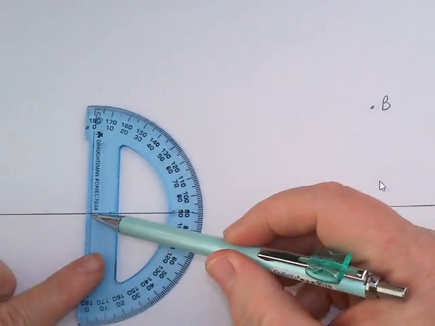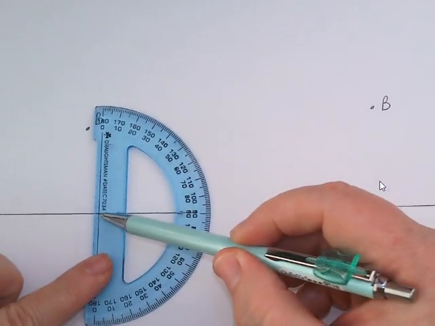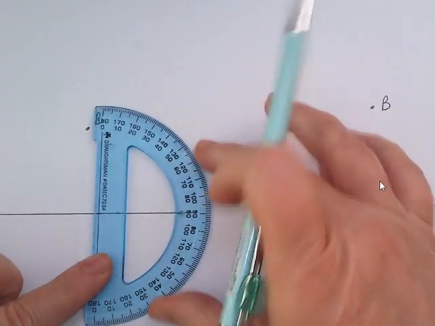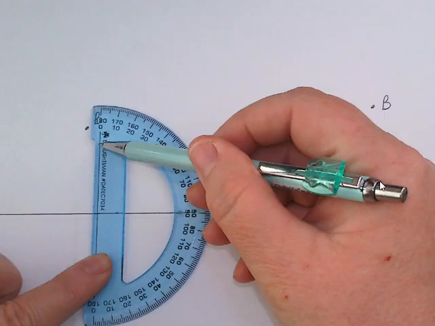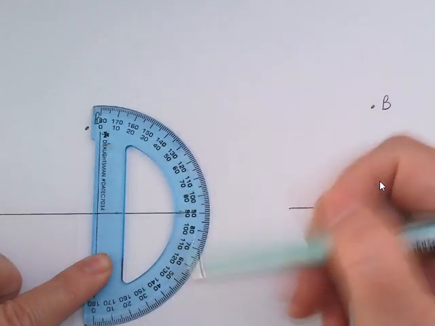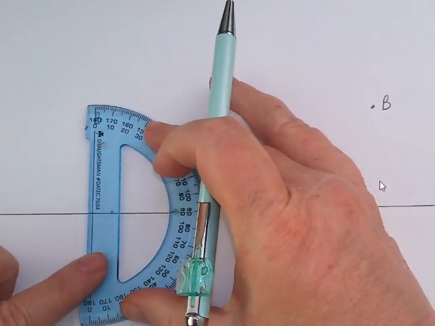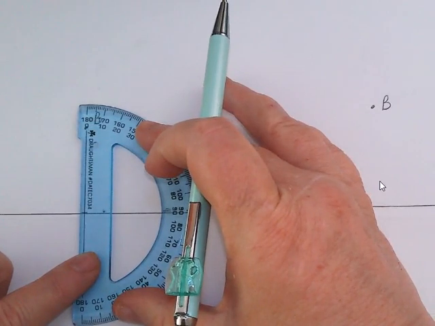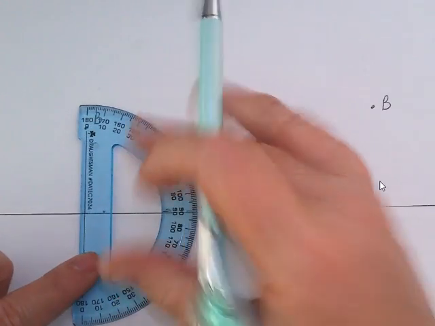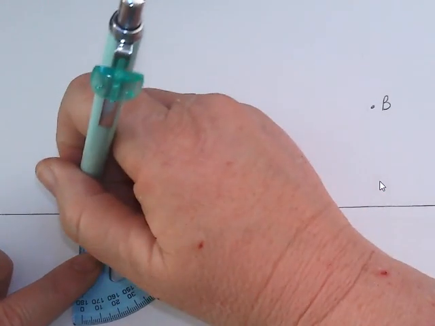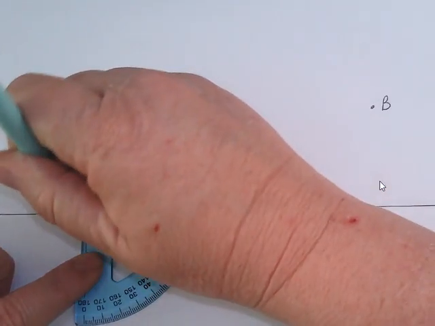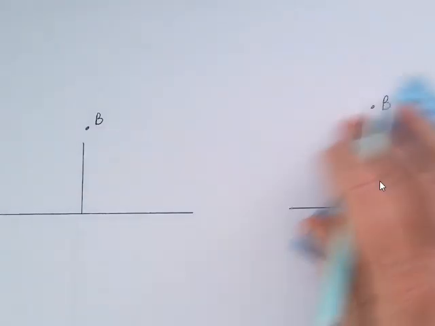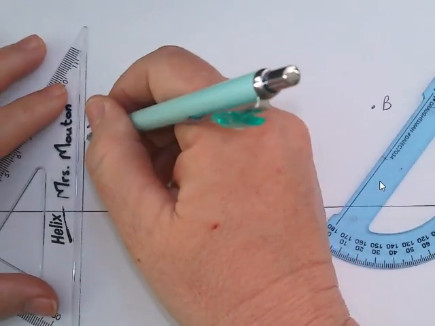Right, I'm going to put this vertex line horizontal. There's my 90 degrees. So I know from this line to this line is 90 degrees. So I'm going to move it till it's there at my point, and then I'm going to draw my line. Right, and I know it's a 90-degree angle.